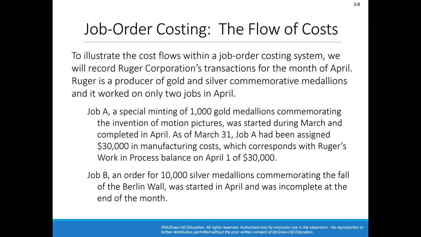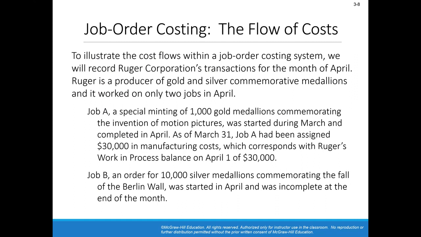All right, so we're going to look at this example here. It says, to illustrate the cost flows within the job order costing system, we will record Rugger Corporation's transactions for the month of April. Rugger is a producer of gold and silver commemorative medallions, and it worked on only 2 jobs in April. So we have job A. It's a special minting of 1,000 gold coins commemorating the invention of motion pictures, was started during March and completed in April. As of March 31, job A had been assigned 30,000 in manufacturing costs, which corresponds with Rugger's work in process balance on April 1 of 30,000.